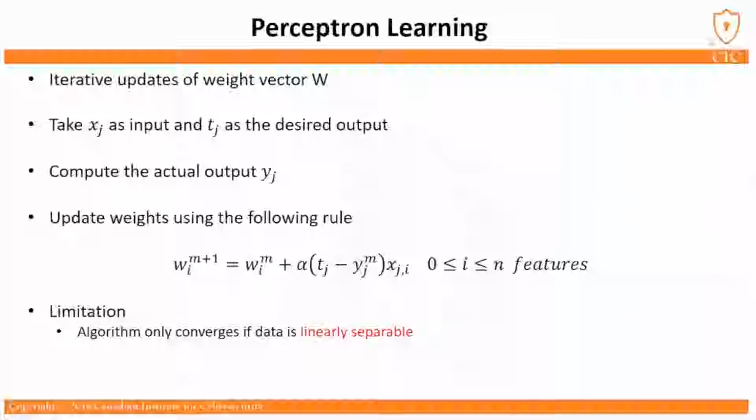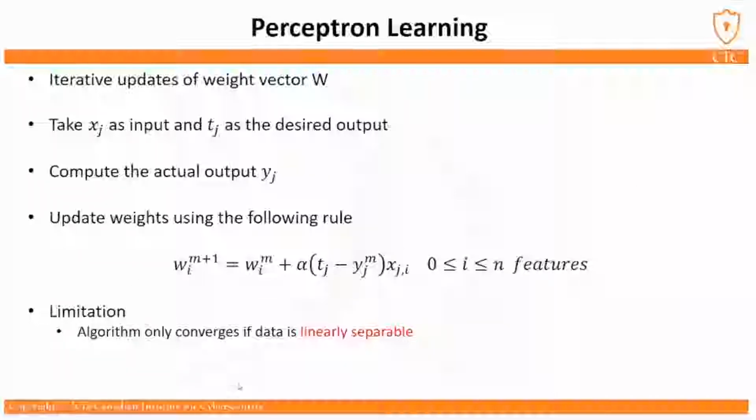It classifies the positive and negative samples. The Perceptron works based on a learning rule, and it is very simple. It includes iterative updates of the weight vector. It takes an input xj and a desired output tj, and it computes the actual output, which is yj, and it updates the weights based on the following rule. Later we'll call it the delta rule, and it updates the weight vector iteratively. Here we have assumed that we have I features, and xji is the ith feature of input xj.